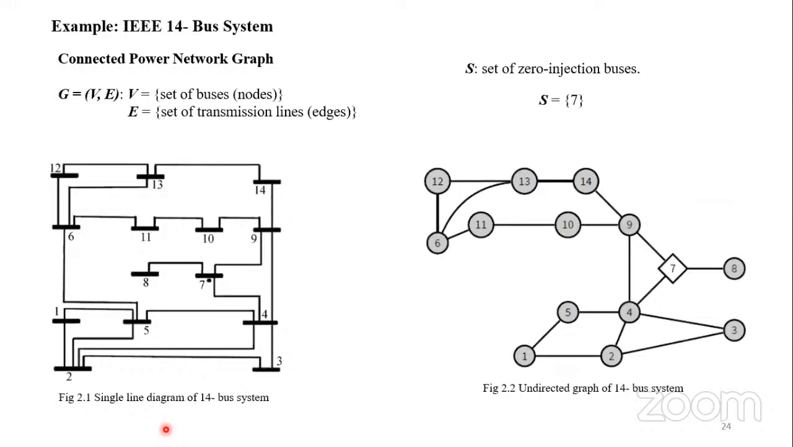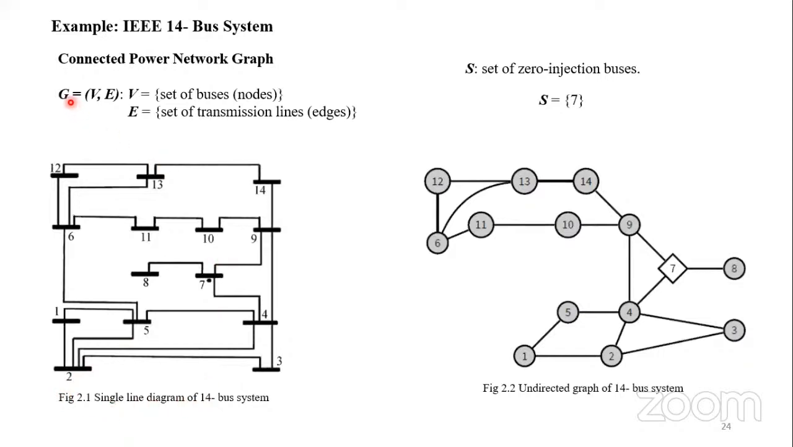Now, problem formulation and observability analysis based on phasor measurement unit. So we'll also talk about the problem formulation and the monitoring analysis of the phasor measurement unit. As I was saying, I have considered one small network so that we can understand it easily. Here, as you are seeing, the IEEE 14 bus system single line diagram is given to you, figure 2.1, for the 14 bus system.